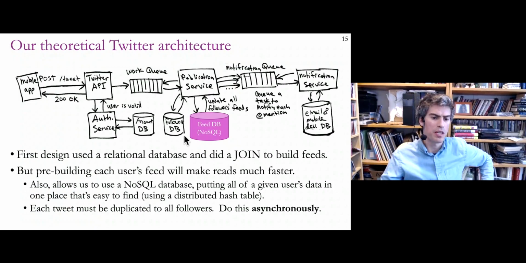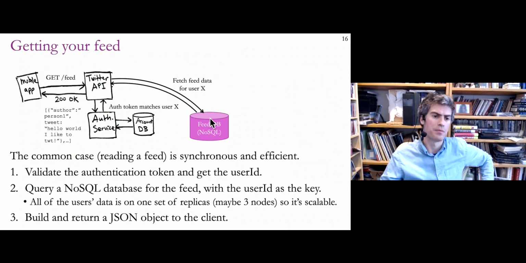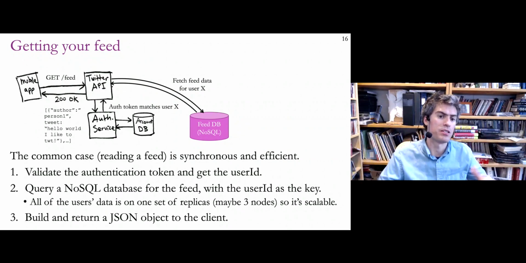Okay, so what we're trying to do here with writes is duplicate each tweet to all the followers, and each follower has a feed that's stored in a NoSQL database, and this publication service needs to update all of the followers' feeds. Okay, when you get your own feed, it's really easy and fast. And that's why the system is designed this way, because most of the work that Twitter does is giving feeds to users.